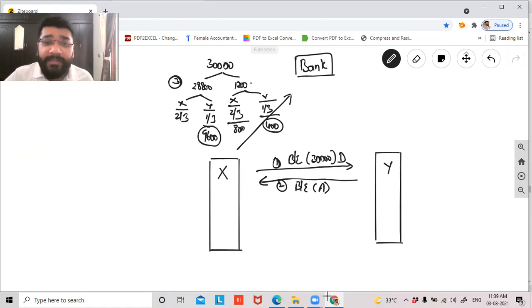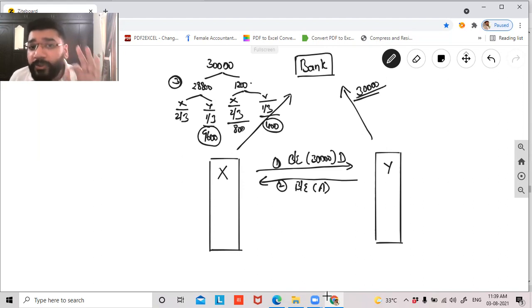Out of 30,000, guys, remember one thing: if X is drawing a bill on Y and Y is accepting it, Y has the responsibility of giving this 30,000 rupees to the bank on the due date. Yes or no? On the due date, Y is supposed to give 30,000 to the bank. Yes or no?